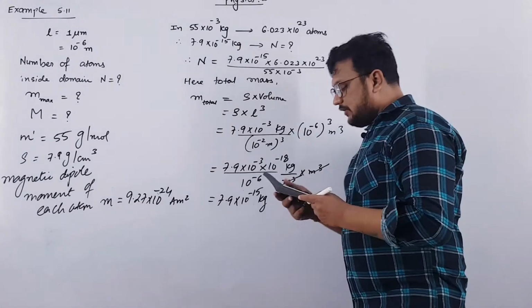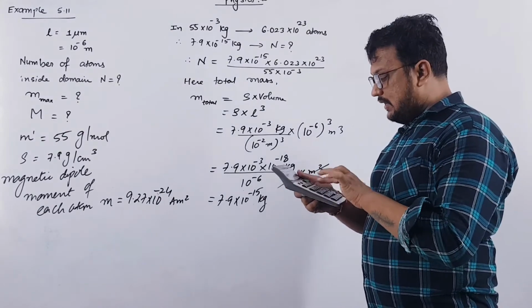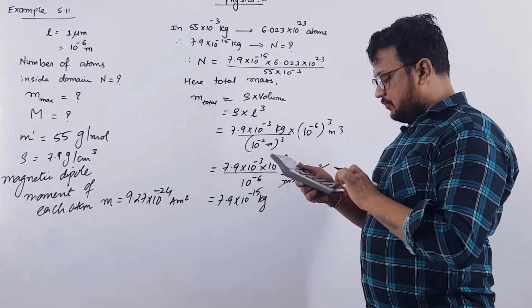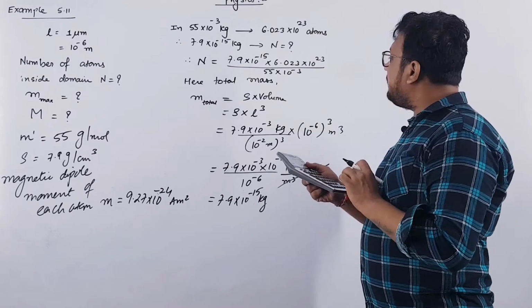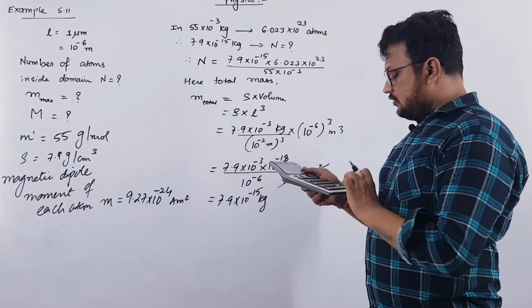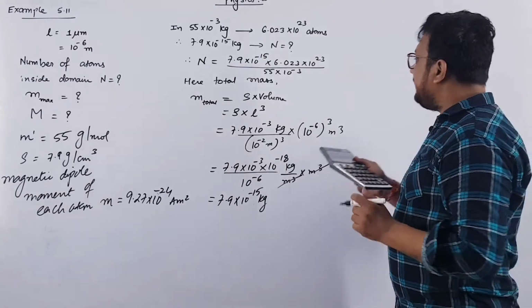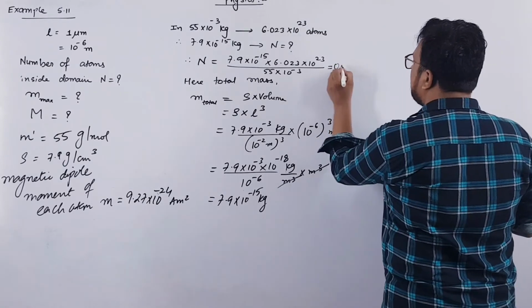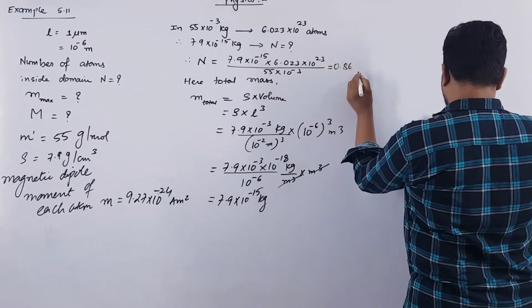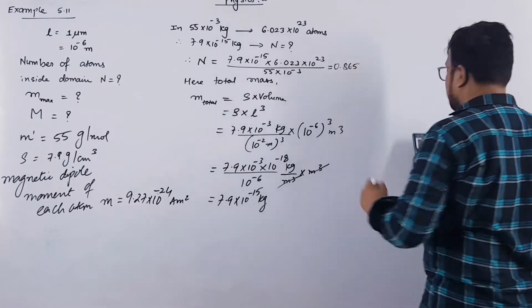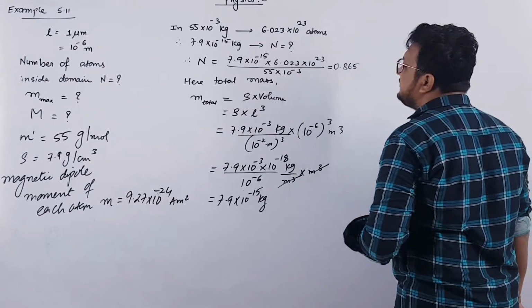So if we use a calculator, the answer will be 7.9 into 6.023 divided by 55. So your answer will be 0.865.